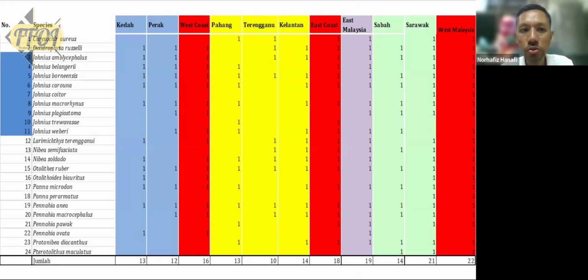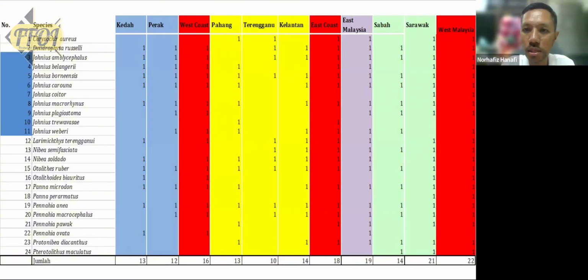Then, after we have the reference, we compare with the several states: Kedah and Perak on the west coast of Peninsula Malaysia, and Pahang, Terengganu, and Kelantan on the east coast of Peninsula Malaysia. Meanwhile in East Malaysia, we have Sabah and Sarawak.